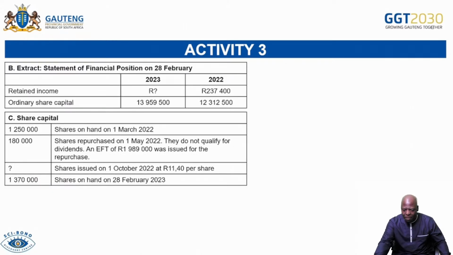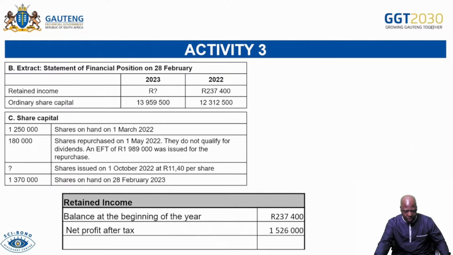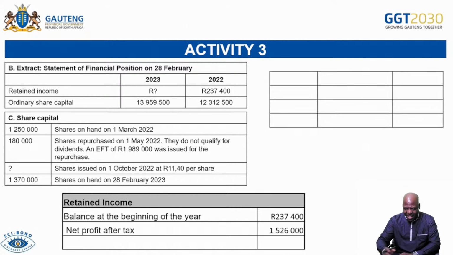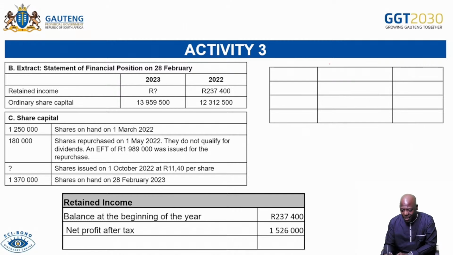All right. So when we come here, here is our retained income, and we are given information. Once I see this, I know that I must do the calculation for the repurchase of shares. But in this case, I would want us to do ordinary share capital. So here's my ordinary share capital, note number 7.